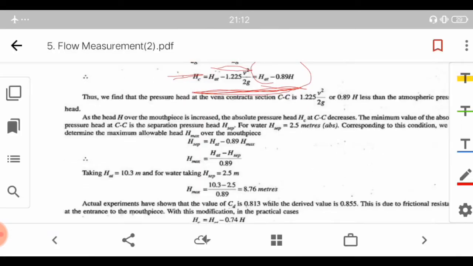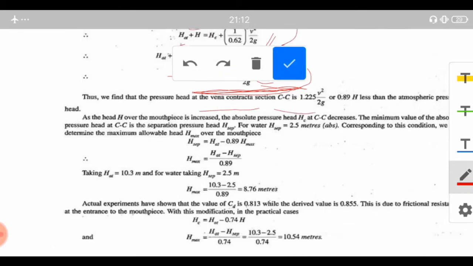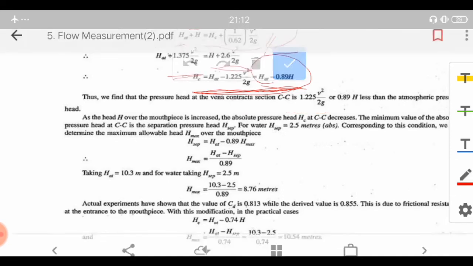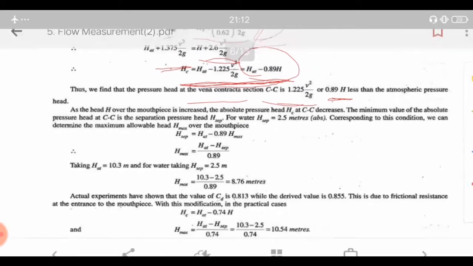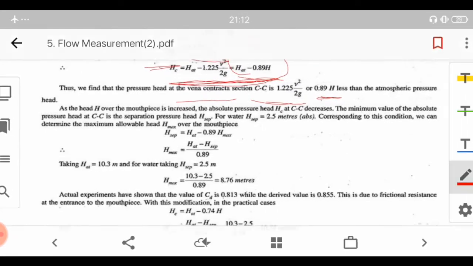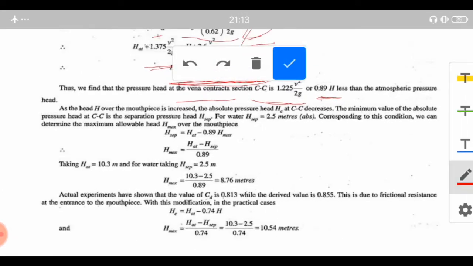Thus we find that the pressure head at the vena contracta CC is 1.225 V square upon 2G, or 0.89 H, less than the atmospheric pressure. As the head H over the mouthpiece is increased, the absolute pressure head HC at CC decreases. The minimum value of the absolute pressure head at CC is the separation pressure head HSEP. For water, HSEP is equal to 2.5 meters absolute.